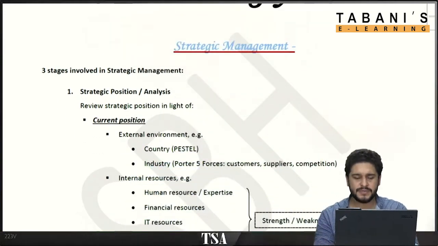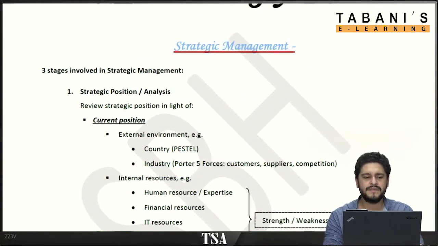Strategic management basically involves three different stages. Number one is strategic positioning, or strategic analysis. In order to identify where the organization is going in the near future, you first need to know the current position of your organization, where you are standing in terms of financial viability and in terms of the economic and overall structure of the organization and economic environment.